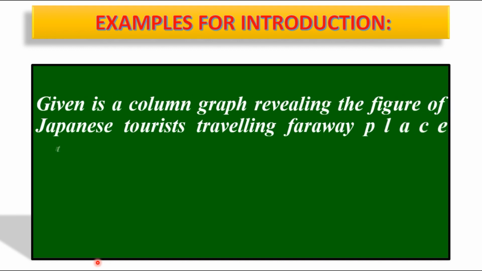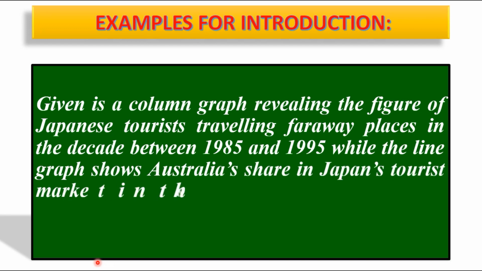Here is a more complex and effective introduction. Listen to me. Given is a column graph revealing the figure of Japanese tourists traveling to faraway places in the decade between 1985 and 1995, while the line graph shows Australia's share in Japan's tourist market in those 10 years. These are the instructions for you, and you must write them down in your notebooks by pausing the video lesson.